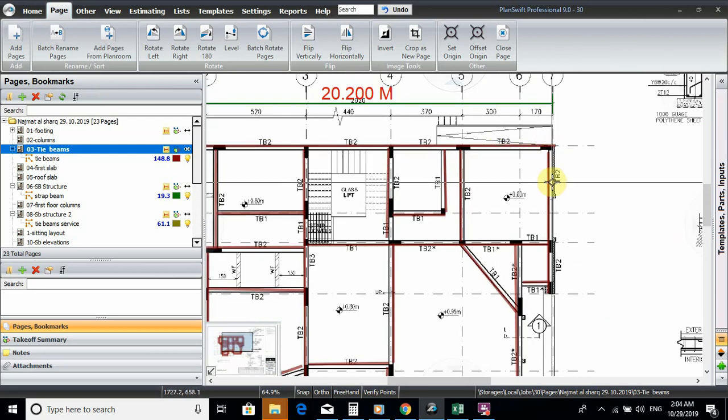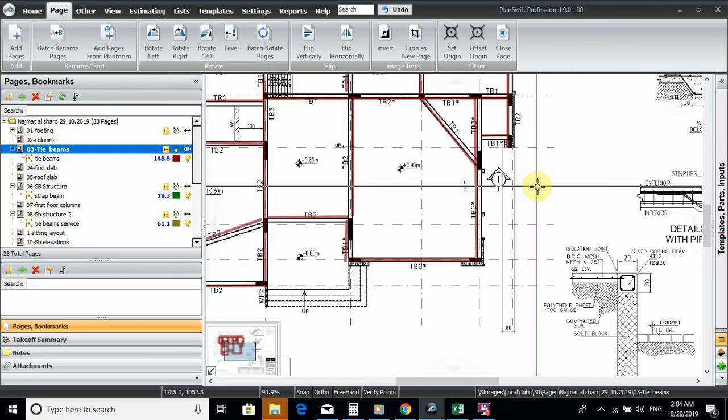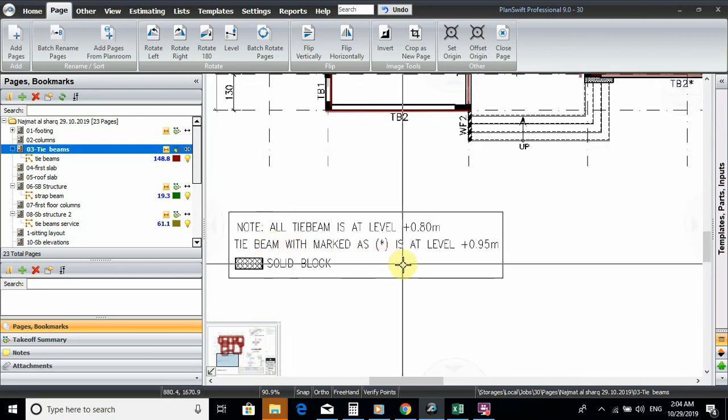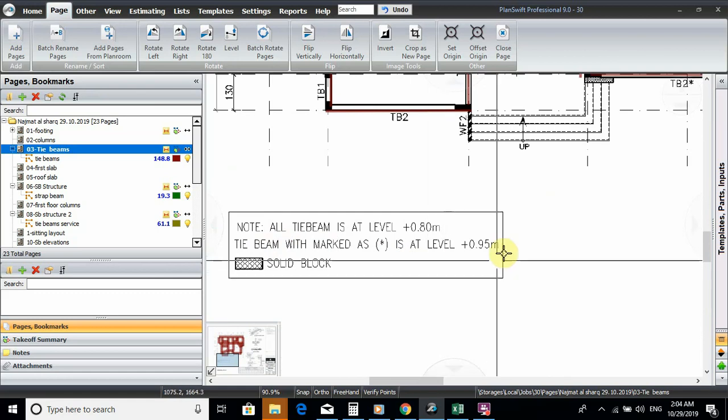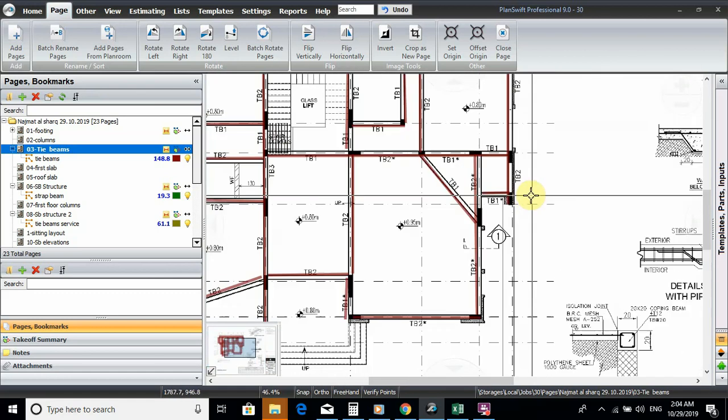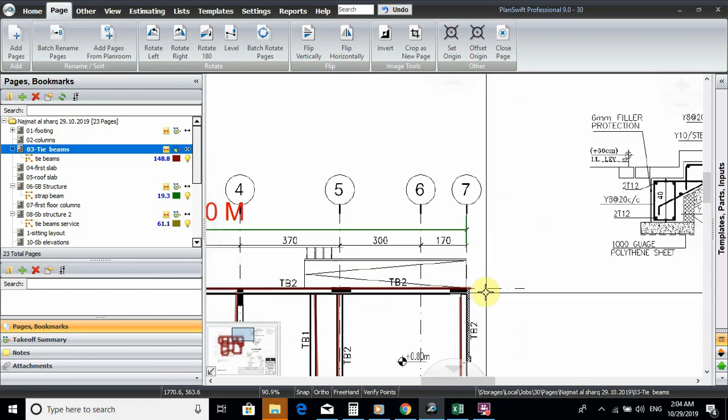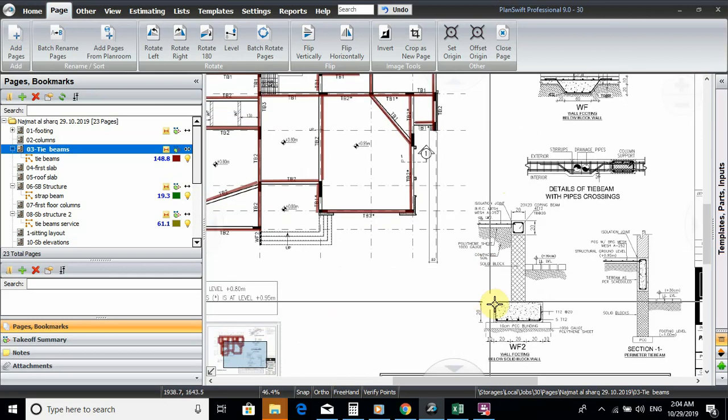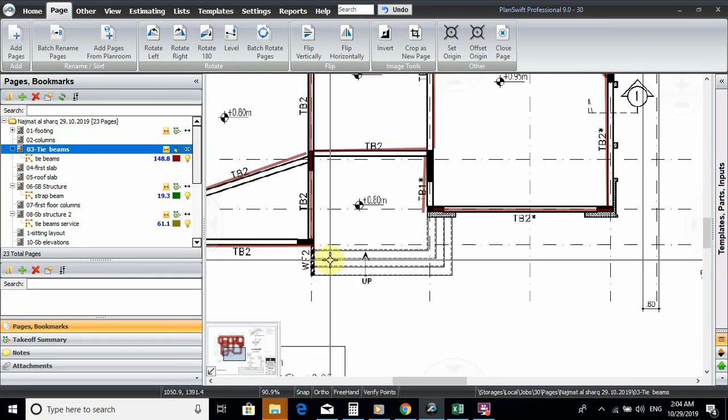No more WF2. There is this solid block. All tie beams at level. Tie beam was marked as at level 1. There is some solid block as decoration here. We will check it out later. Okay, so this is only the wall footing 2.